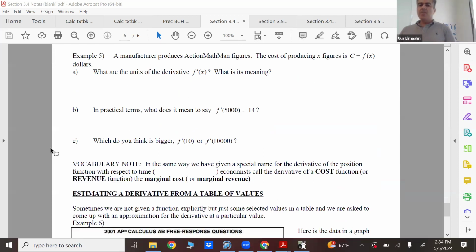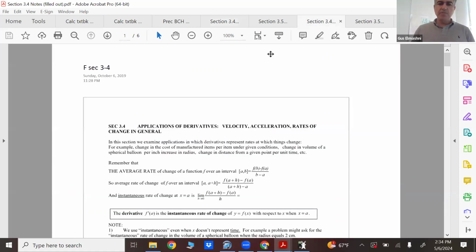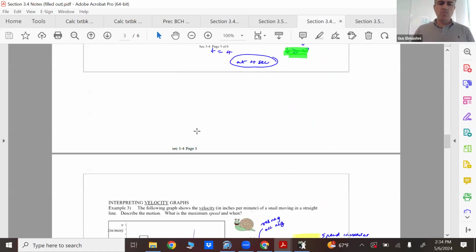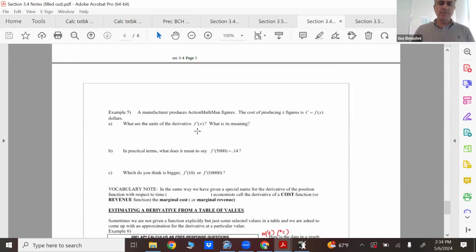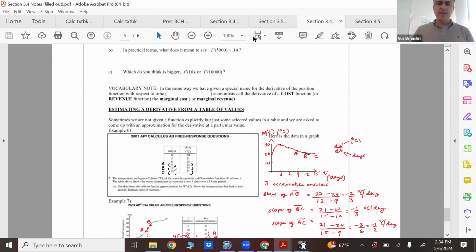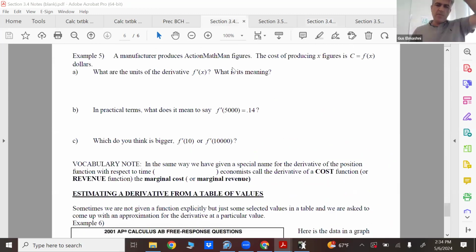Now, another thing we need to talk about too is marginal cost and marginal revenue. So let me show you my filled out notes on this stuff, and then we'll have a discussion on it. Thought I filled out notes on this. Okay, that's fine. I'll just do it right here. Okay, so guys, here we go. So let's say you're making some product, and the product is called Action Math Man Figures. Kind of lame, but just go with it. I know Pan likes it. Okay. So the cost function is that, okay?